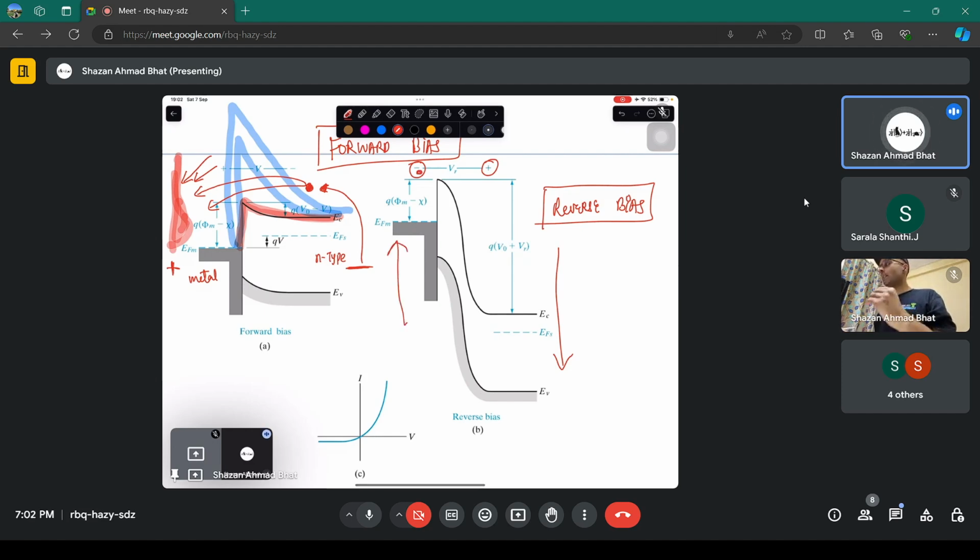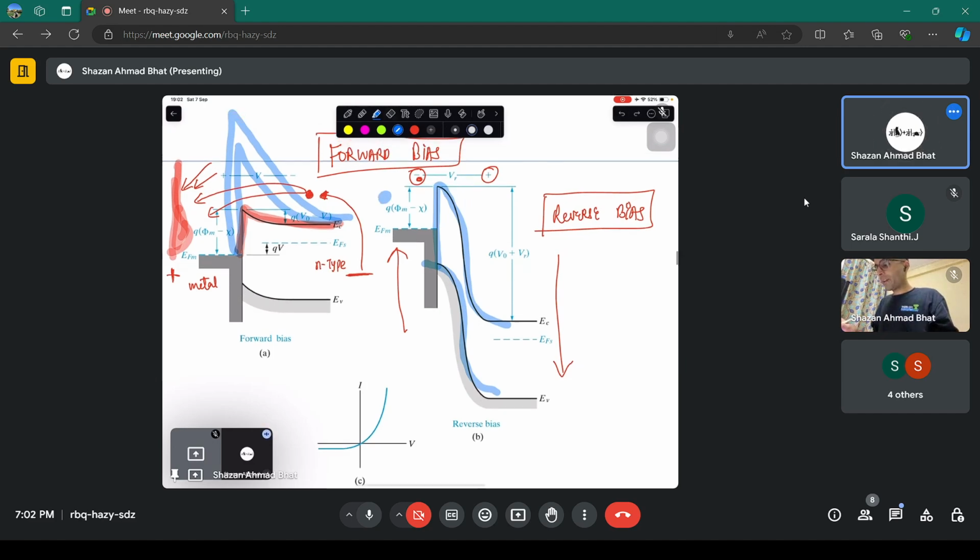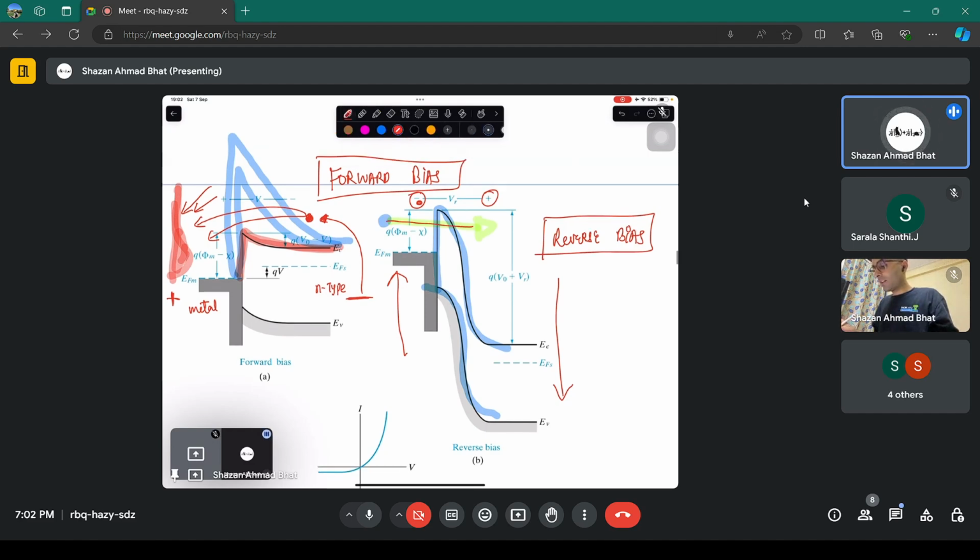Why? Negative increases the electron's potential energy. So that's why the metal side went up and the semiconductor side went lower. By doing that, you modulated this barrier. This barrier went like this. And now you see that there is no scenario where an electron from this side can go to this side. Only one thing can happen. What can happen? An electron can tunnel through this barrier.